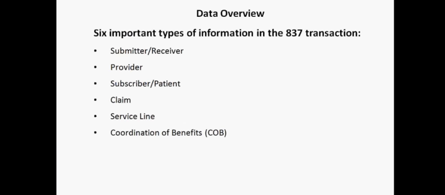Then the subscriber and the patient. Again, the subscriber is the policy holder, and the patient could be his dependents, etc. And the claim is a piece of information in the transaction. Each claim can have multiple service lines, the detail lines. Then there is another piece of information called coordination of benefits. Wherever multiple insurance companies are involved, in order to adjust the claim amount by the different insurance companies, the COB information needs to be furnished. So these are the 6 critical pieces of information that comprise a transaction. Okay.